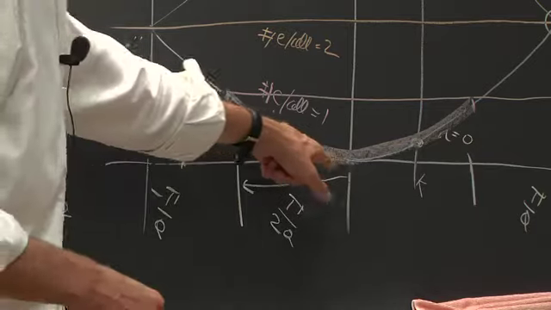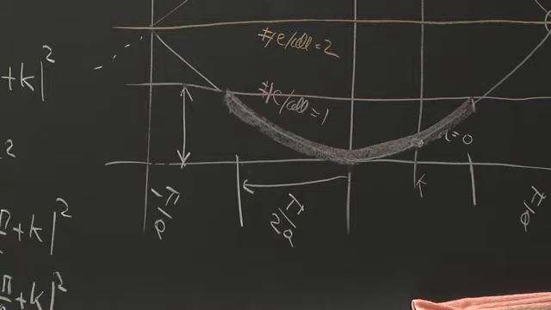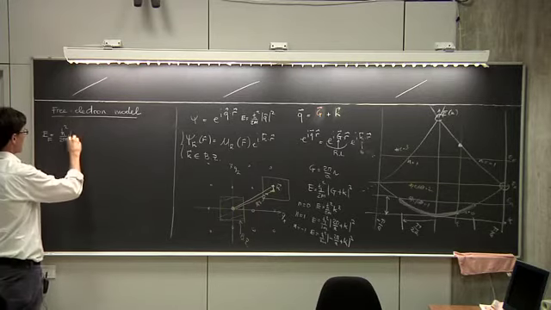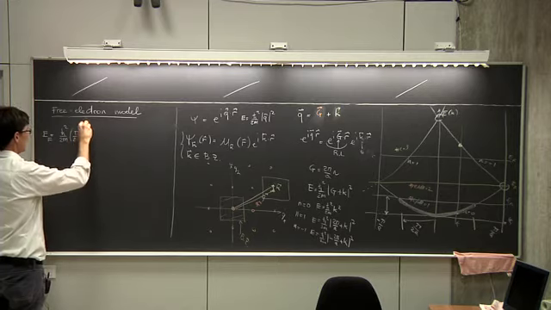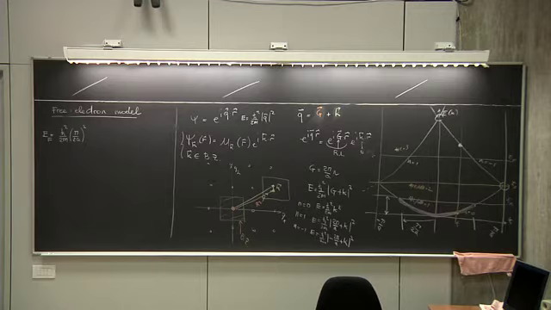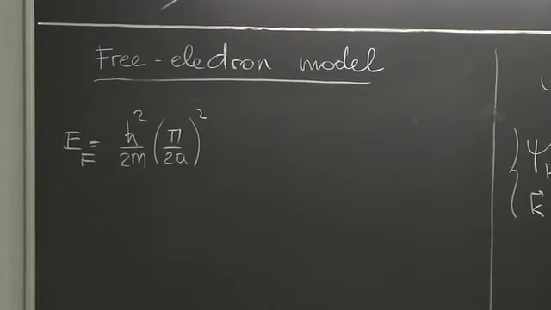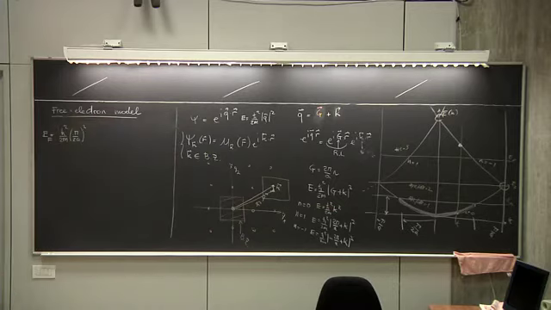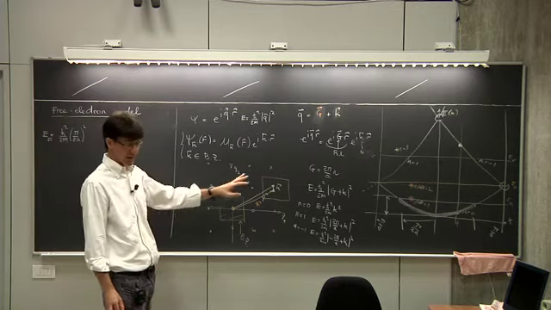And because I know that this is a parabola, I can say that the Fermi energy is equal to h bar squared over 2m times pi over 2a, squared, right? With respect to the bottom of the band, of course. This is true for any system with 1 electron per cell described with a free electron model.